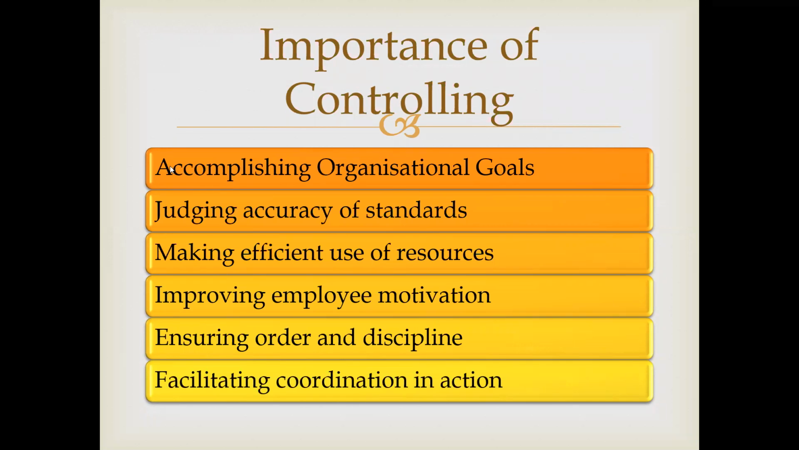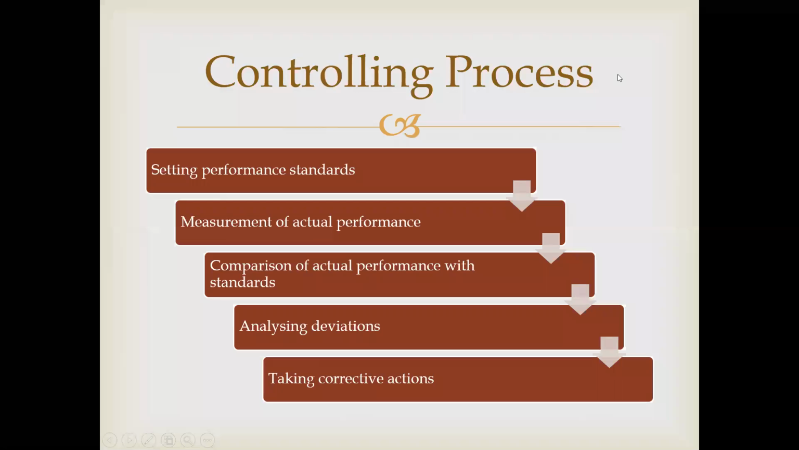Now, the relationship between planning and controlling we have taken up when we were discussing this point, judging accuracy of standards, and in detail, the relationship between planning and controlling will be taken up in the next video. And now we'll be starting with the steps in the planning process. Now, there are 5 steps in the planning process.